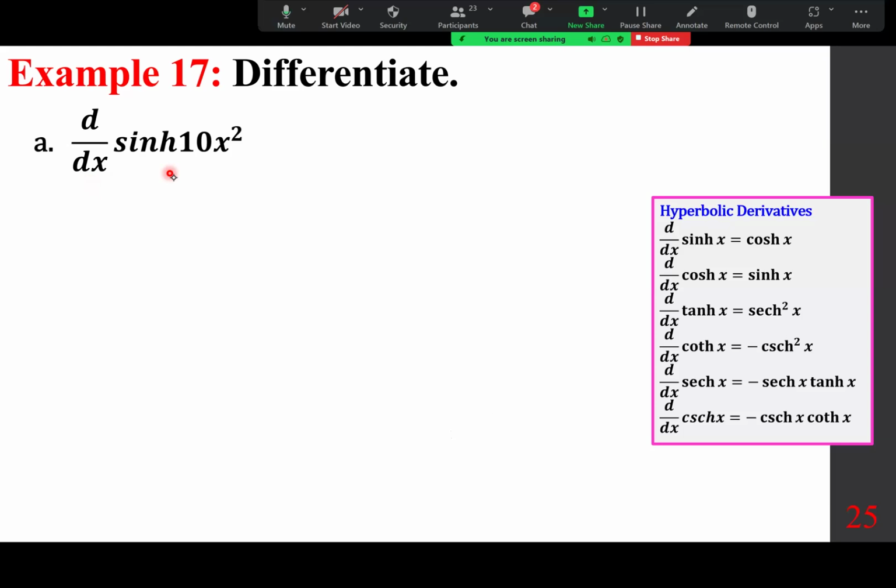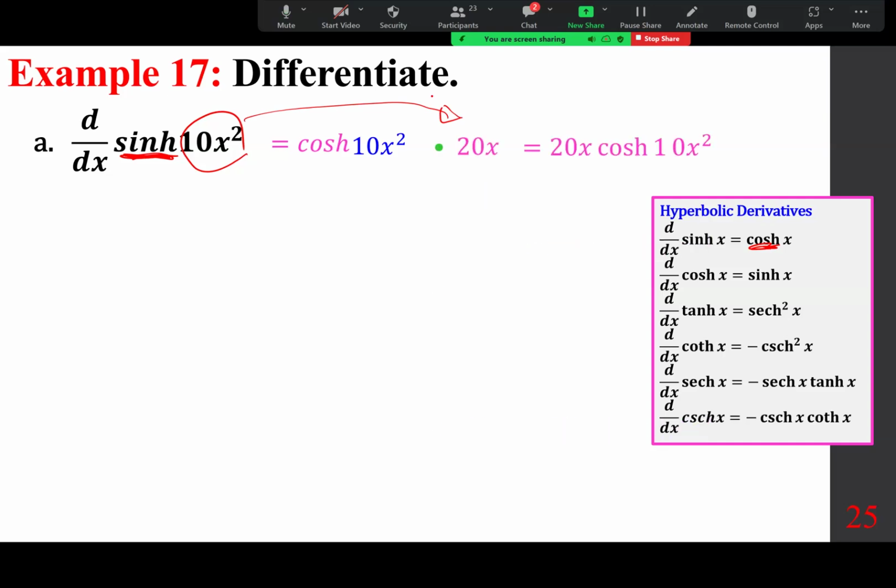d/dx of sinh of 10x squared. Just the way we did trigonometric functions. I'm going to say sinh and I'm going to stop. The answer is cosh. But cosh of what? We need an argument which is the same argument, 10x squared. And then the chain rule takes over. Now I need the derivative of 10x squared, which is 20x. And of course, we put it in front. So it's very straightforward, everybody. Let me just wait for everybody to catch up.